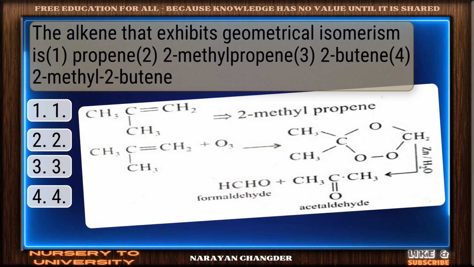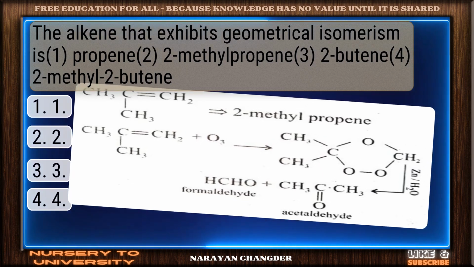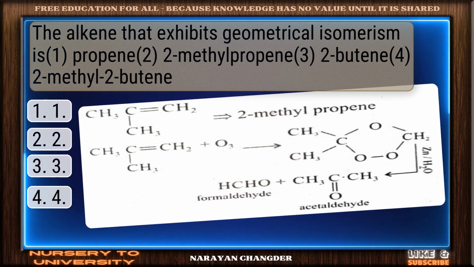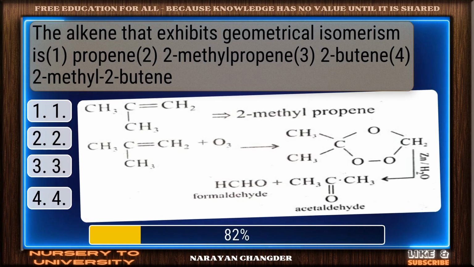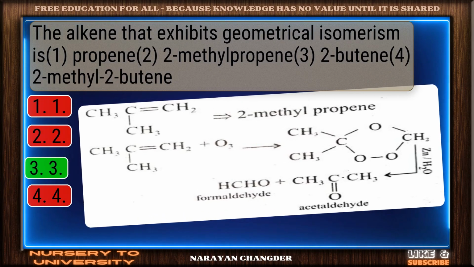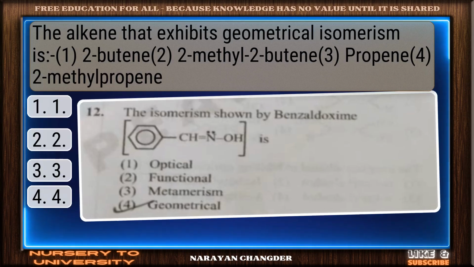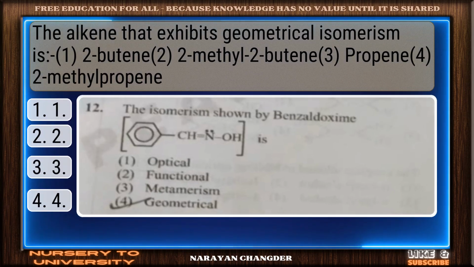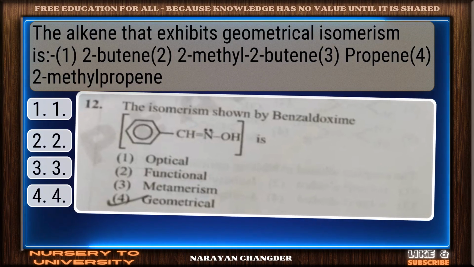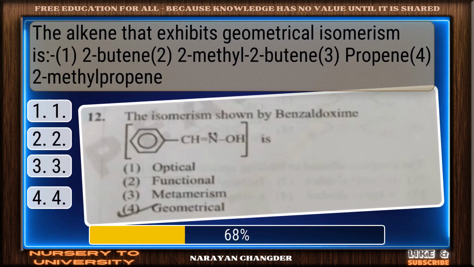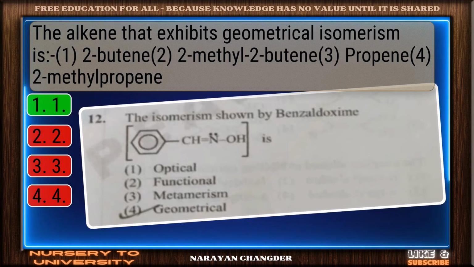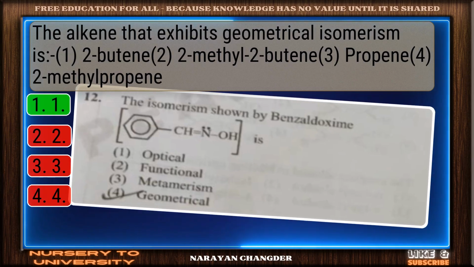The alkene that exhibits geometrical isomerism is propene, 2-methylpropene, 2-butene, 2-methyl-2-butene. Smart pick. 3 is the correct choice. The alkene that exhibits geometrical isomerism is 2-butene, 2-methyl-2-butene, propene, 2-methylpropene. Good thinking. 1 is the right answer.